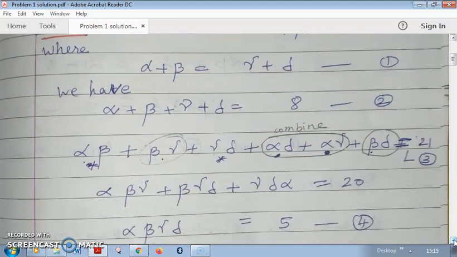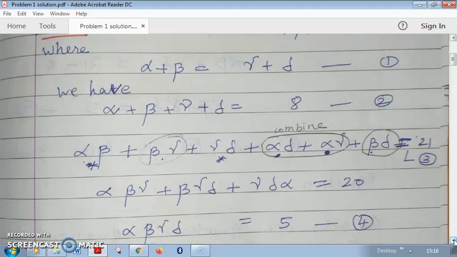Then the sum of the product of two roots taken at a time: alpha beta plus beta gamma plus gamma delta plus alpha gamma plus beta delta equal to 21. And also the sum of the product of three roots: alpha beta gamma plus beta gamma delta plus gamma delta alpha equal to 20. And alpha beta gamma delta equal to 5. These directly follow from the formula.